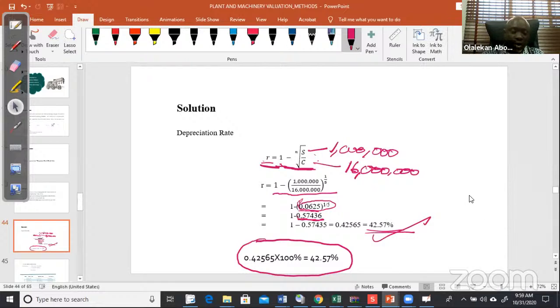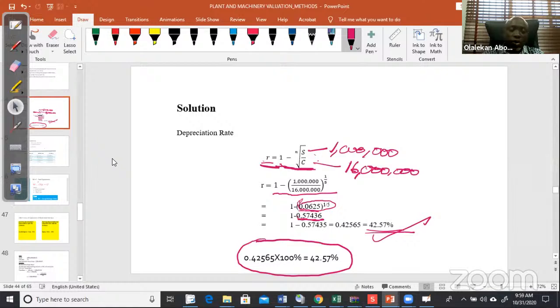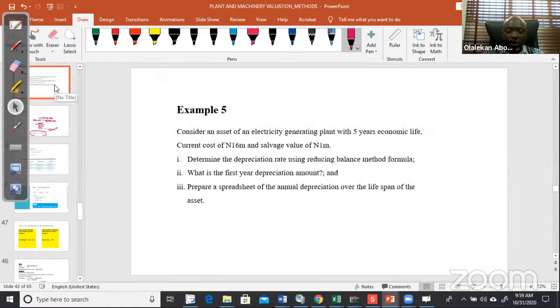With that, we are done with the rate. So let's see now how to apply these rates. Go back to the question. The question says, determine the depreciation rate. We have done that. That's question 1. Question 2 now says, what is the first year depreciation amount? All you need to do is to apply the rate to your cost, because that cost will be your book value at the beginning of the year.